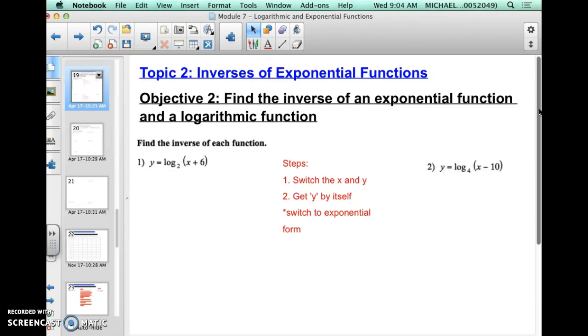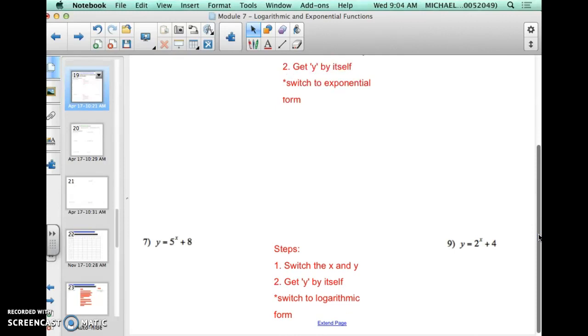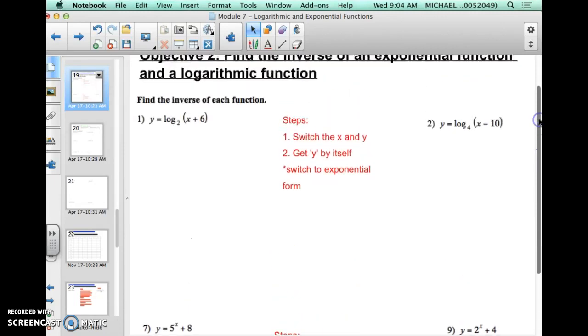The first thing to consider before you start this: I'm going to do two examples and ask you to try two examples that are very similar to mine. If you're given a logarithmic function, hopefully you know by now that its inverse function is going to be written in exponential form and vice versa. So if you're given a function in exponential form, its inverse is going to exist in logarithmic form. All right, so just keep that in mind as you're working through these problems with me.